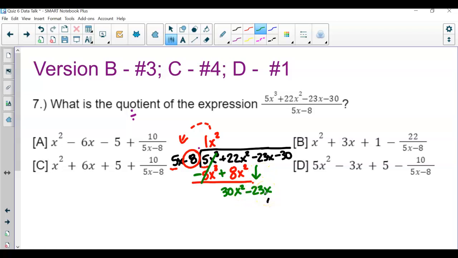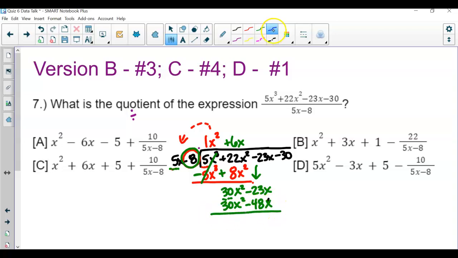Now I divide again, first term into the first term. 5 now into the new first term, which is 30. 5 goes into 30 6 times. 1 less x, so 6x. Then multiply. Well, that's 30x squared, but don't forget to multiply that 6 to the negative 8 here. So now I've got negative 48x from multiplying.